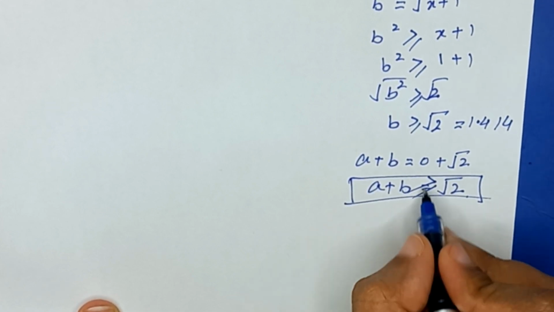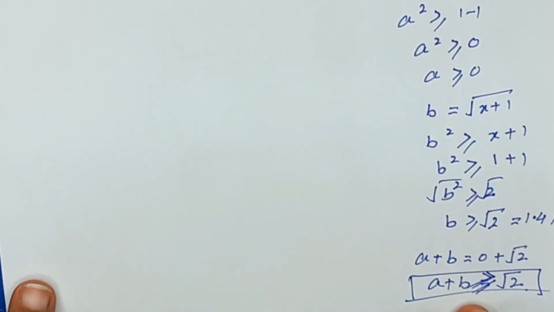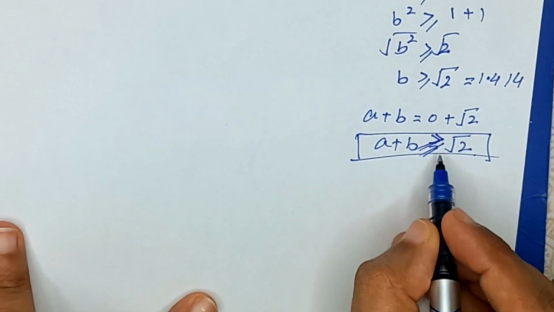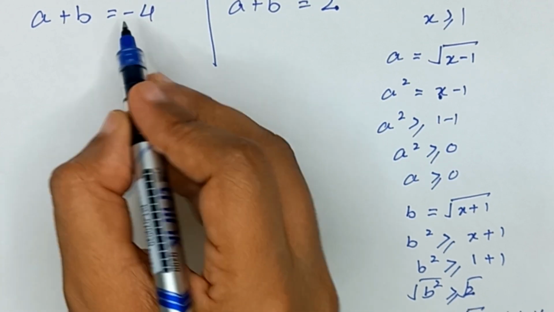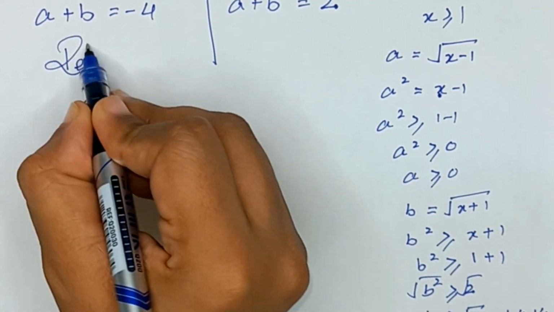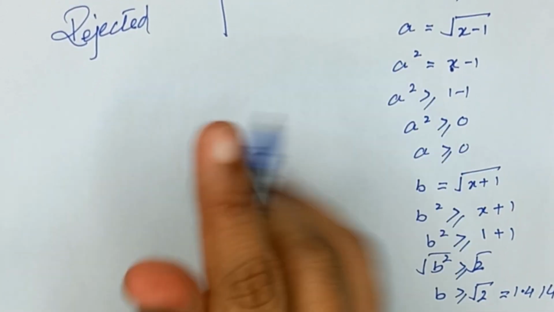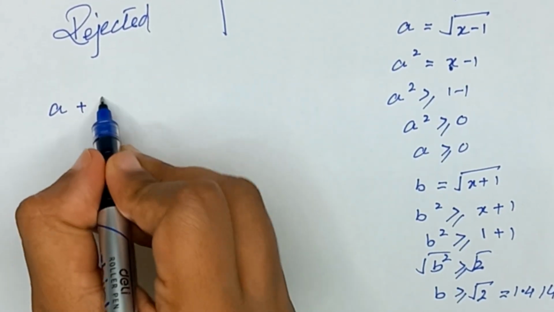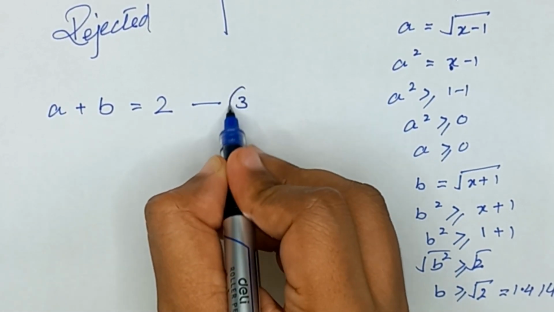And it will also be greater than or equal to. So it means A plus B should be a positive value. So here we have A plus B is equal to minus 4, which is a negative value. So we will reject this solution. So we will solve for A plus B is equal to 2. And here we have a new equation. We will name it equation number 3.